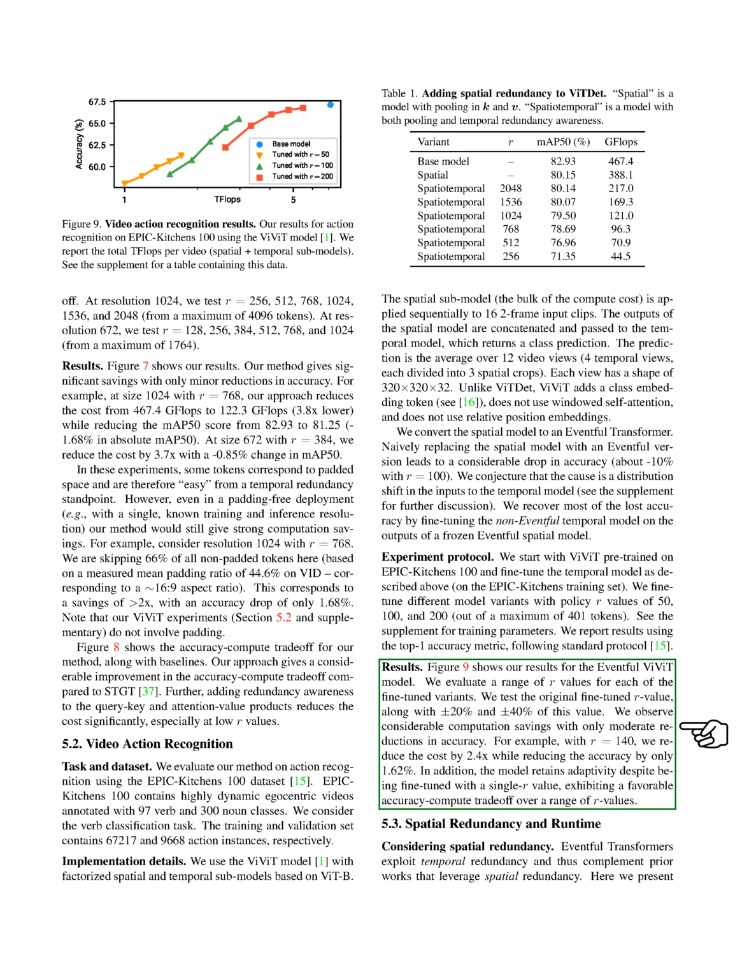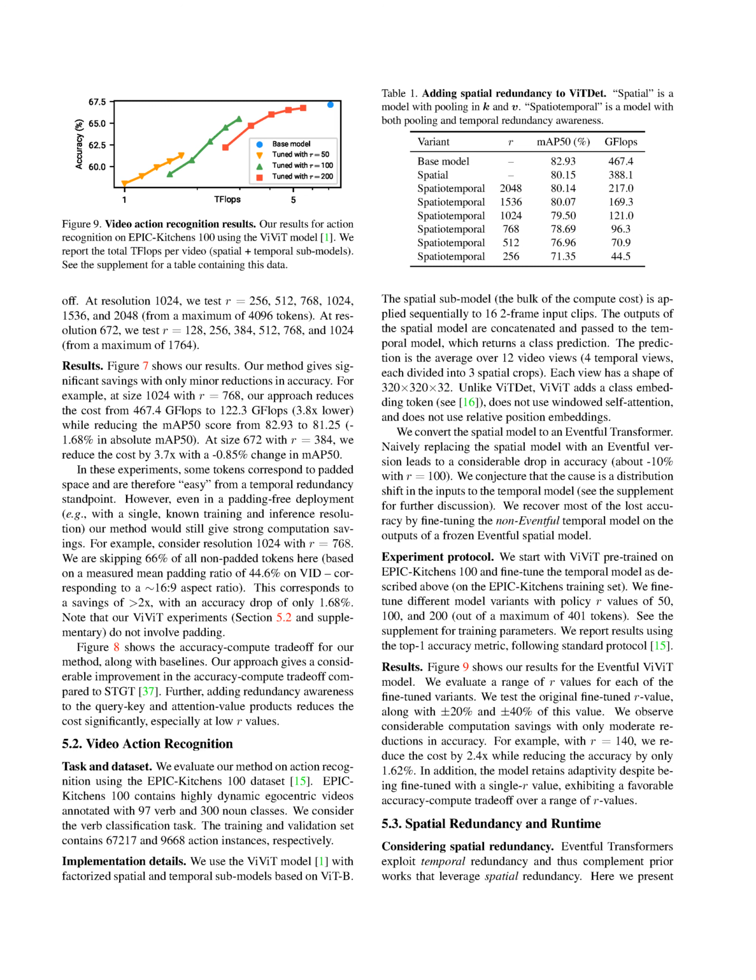We found that we could achieve significant computational savings with only a moderate reduction in accuracy. For instance, with R equals 140, we reduced the computational cost by 2.4 times while only reducing the accuracy by 1.62%. Furthermore, the model maintained its adaptability even when fine-tuned with a single R value, demonstrating a favorable accuracy-compute trade-off across a range of R values.